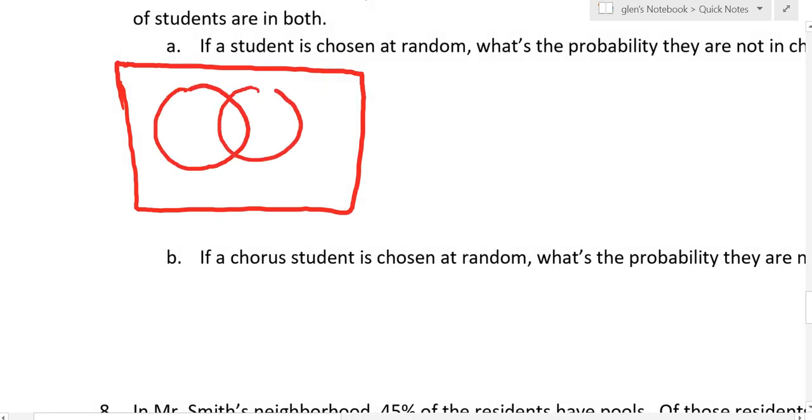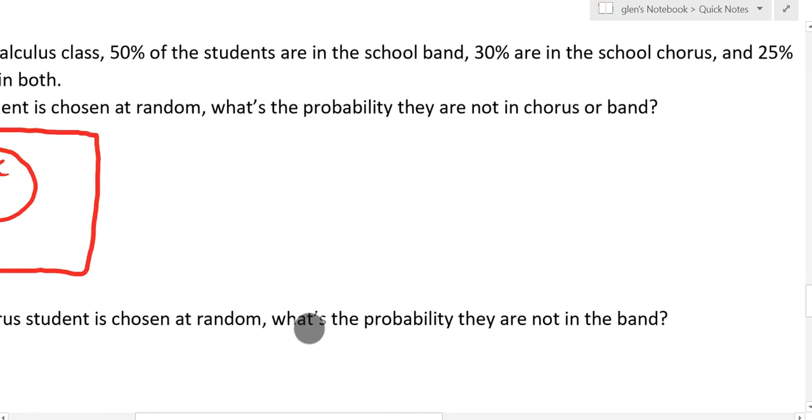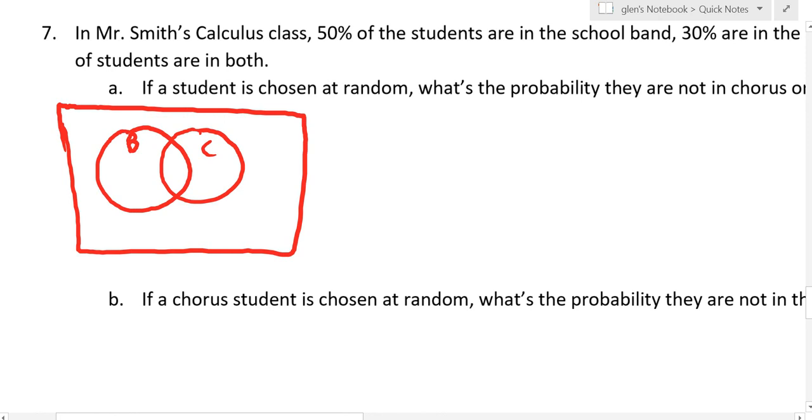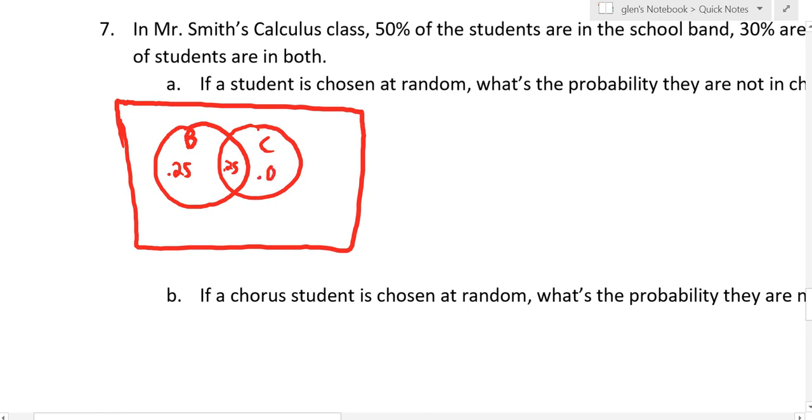So we have band and chorus. And what percent are in both? No, 25 are in both. So in here, it's 0.25. And because 50% are in the band, that means over here also has to be 0.25. And 30% are in the chorus, which means over here has to be 0.05.